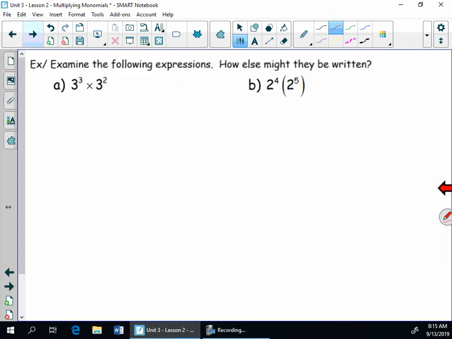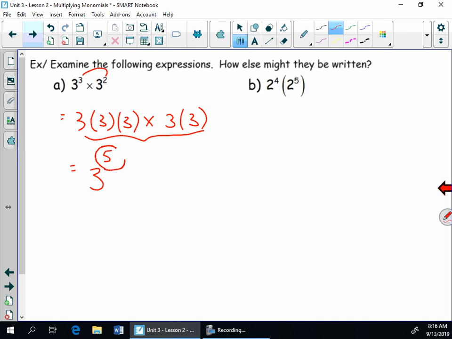Okay, so let's take a look at these ones. 3 to the power of 3 times 3 to the power of 2. What does that really mean? It means 3 times 3 times 3 times 3 times 3. Well, isn't that the same thing as saying there are 5 3's being multiplied together, just showing different ways of multiplying between them? Or as we can look, 3 and 2 makes 5.